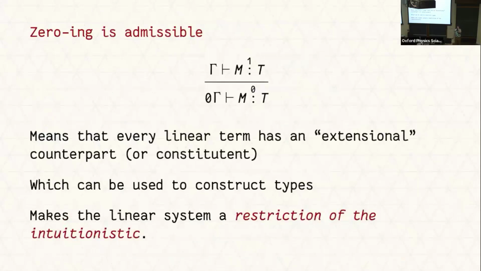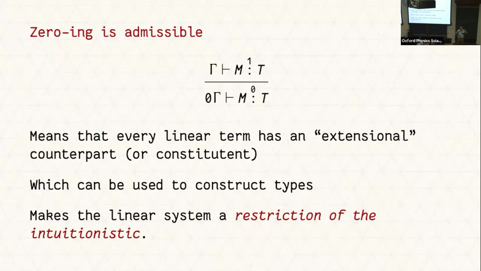And the rule which makes this all kind of work, and shows that QTT is somehow a bit of a trick sometimes, is this omissible zeroing rule. So whenever we have a judgment that is in the linear world, we can always erase it to one which is in the nonlinear world, and everything becomes zeroed out. So this basically means that every linear term has some kind of extensional constituent that tells you what it does.